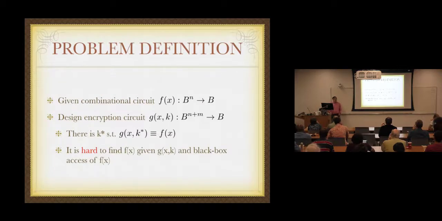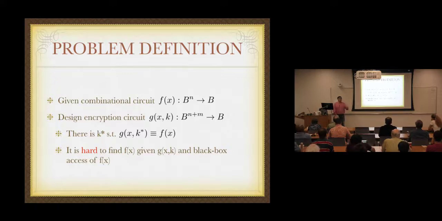So let's look at the mathematical definition of the problem. Here what we are given is a combinational circuit F(x) with n inputs and one output. I think the one output is a simplification. Usually we'll have multiple outputs, but let's just look into the base case with one output.